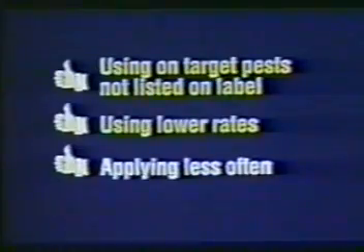Federal law does allow you to use pesticides in some ways not specifically mentioned on the labeling. You may apply the pesticide on target pests not listed on the label as long as the crop or site is listed. Apply at any dosage or concentration less than that on the label. Apply the pesticide less often than listed on the label.